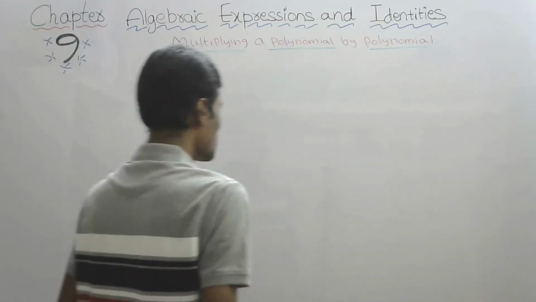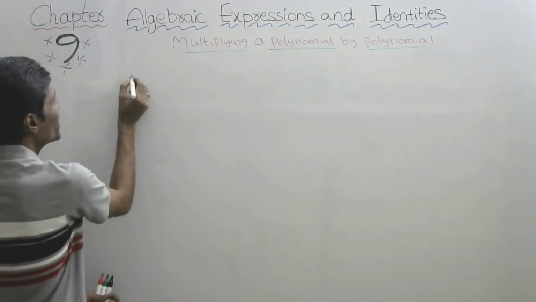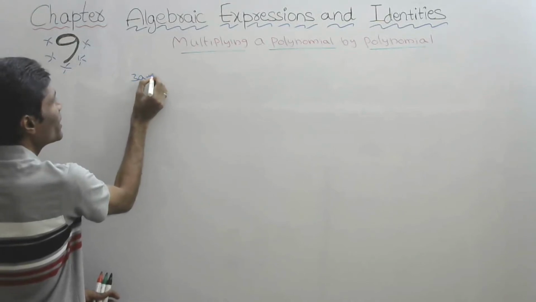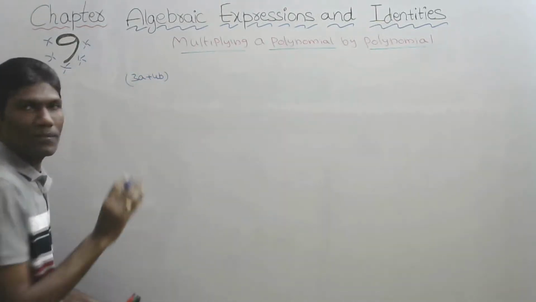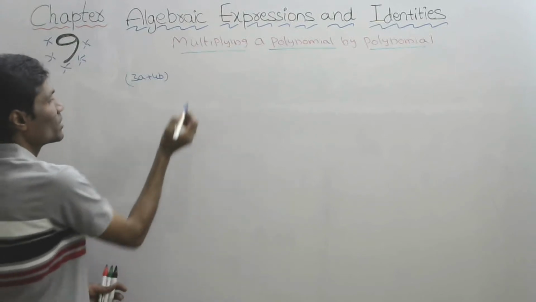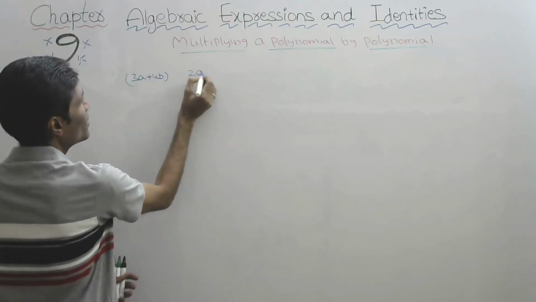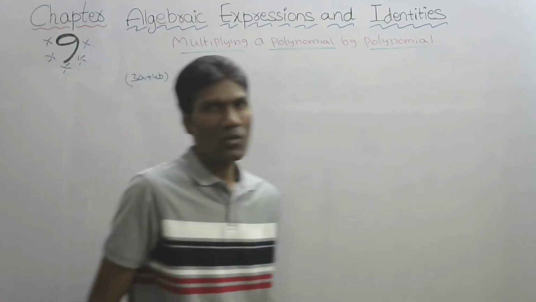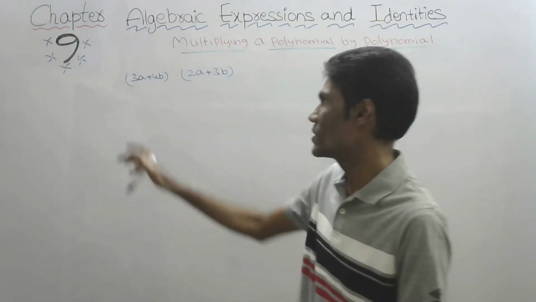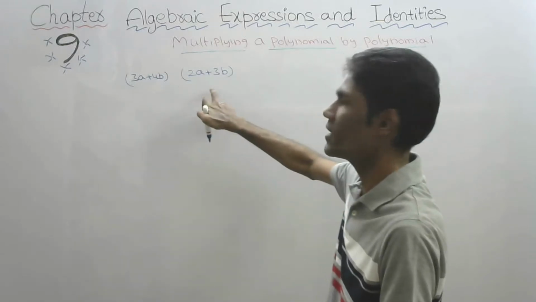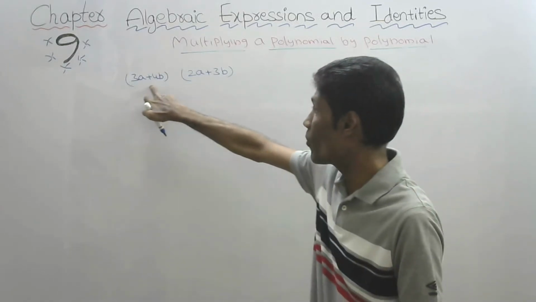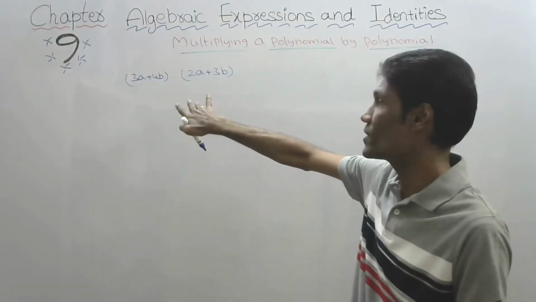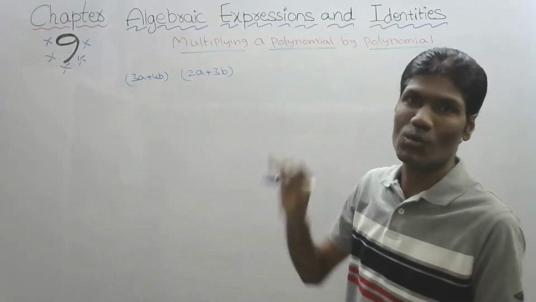Say first we will start with a binomial. Say 3a plus 4b. This is one binomial, and let us take another one, 2a plus 3b. Now we have taken two binomials. Here there are two terms, here there are two terms. Now we need to multiply this. So we will understand what is the process, how to do.